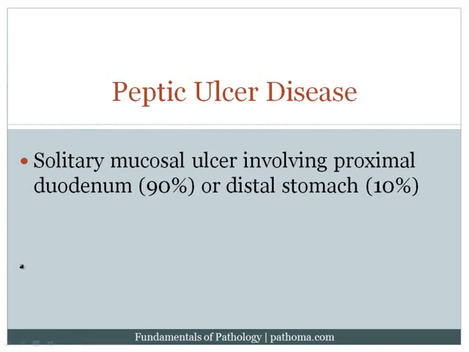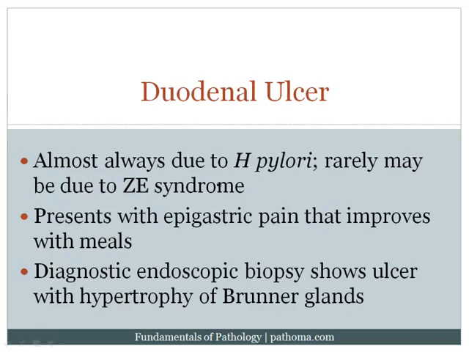The next discussion is peptic ulcer disease, and in peptic ulcer disease, the idea here is that you get a solitary ulcer of the mucosa that either involves the proximal duodenum, 90% of the time it's in the proximal duodenum, or in the distal stomach. Now, when you get a duodenal ulcer, it's almost always due to H. pylori. That is the number one way by which duodenal ulcers can form.